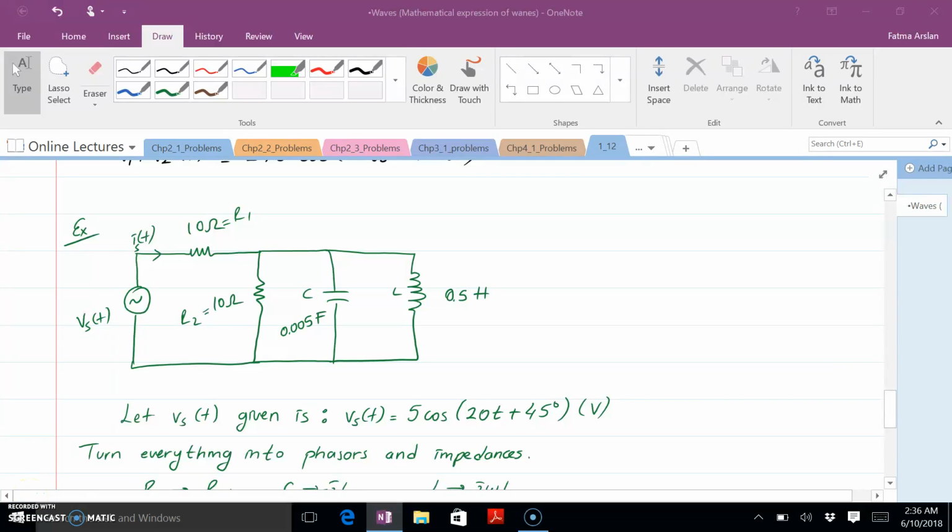Hello everybody, so this is the second problem solving session for chapter 1. We have only one problem. In this problem we are going to analyze a RLC circuit by using phasors.